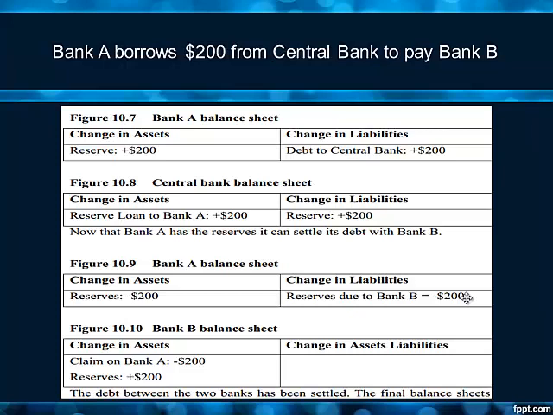Liabilities to central bank don't change. It now has a liability to the central bank instead of to Bank B. What about Bank B? It acquired reserves of plus 200, and the claims on Bank A were wiped out. So, simple transaction. The debt between two banks has been settled.